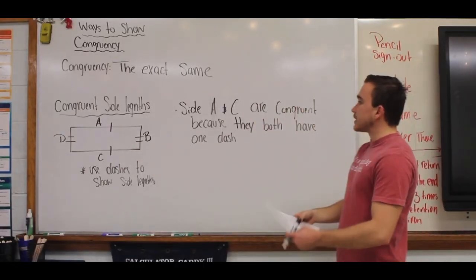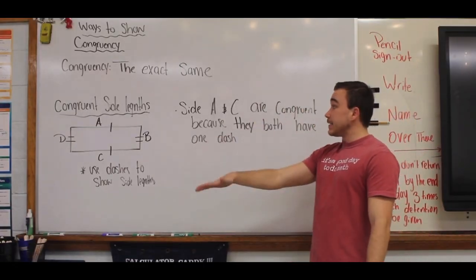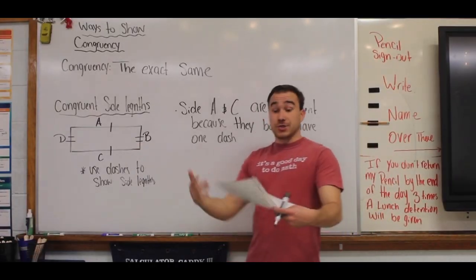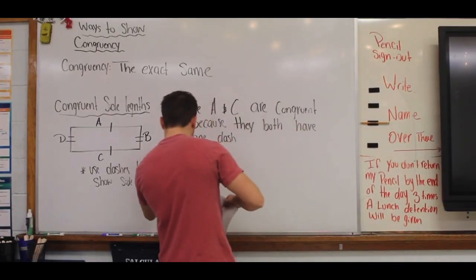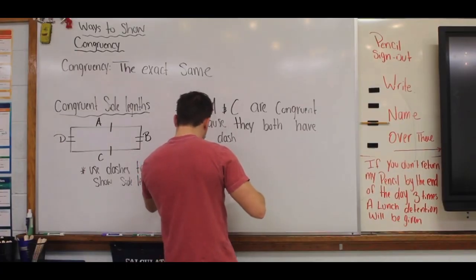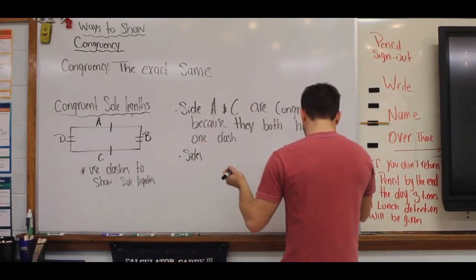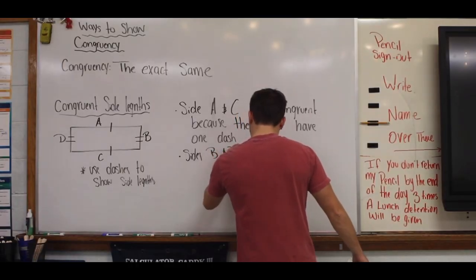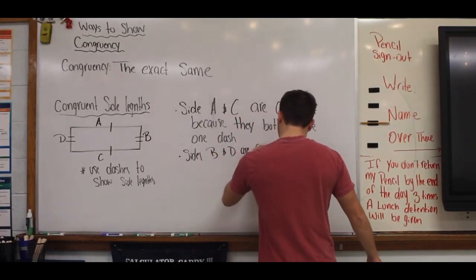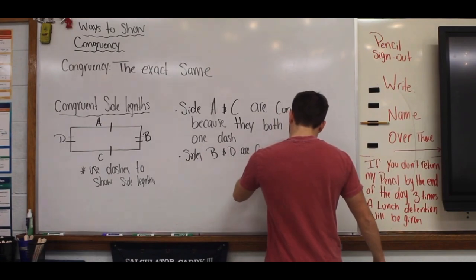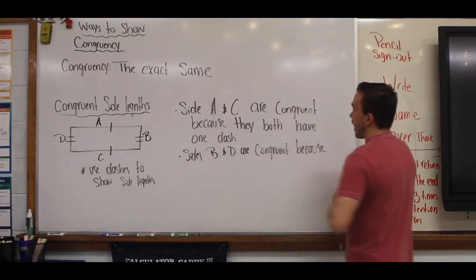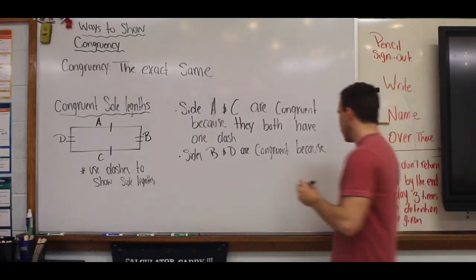Then we can say sides B and D are congruent because they both have how many dashes? Two dashes. Sides B and D are congruent because they both have two dashes.